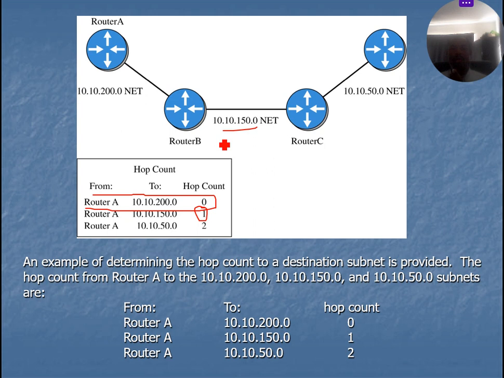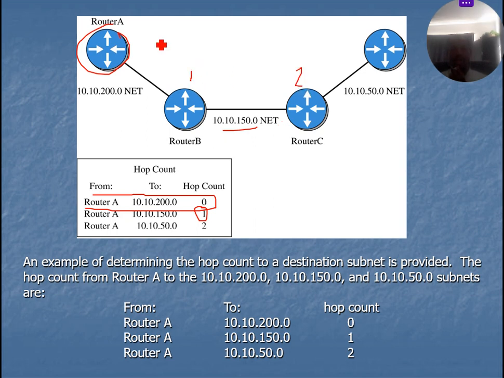Assuming you are coming from A, you are coming from here. When you pass this one, you already have one hop count. But before you get to this router, your hop count is 0. When you're here, because you've passed through one router, you now have a hop count of 1. Then when you are going to this place, you have a hop count of 2 because you've passed through these two routers.